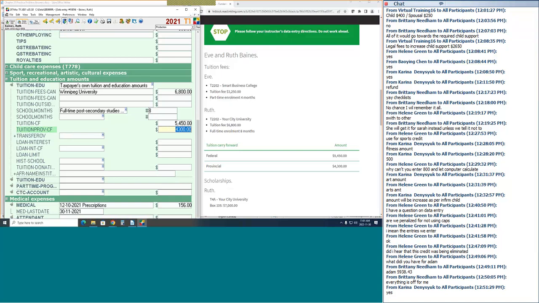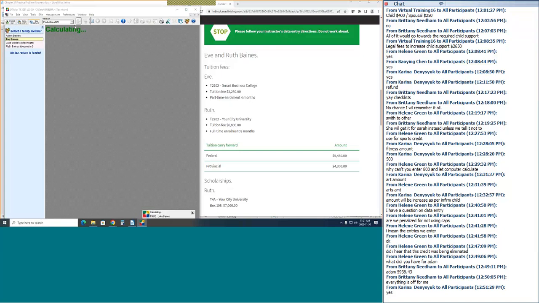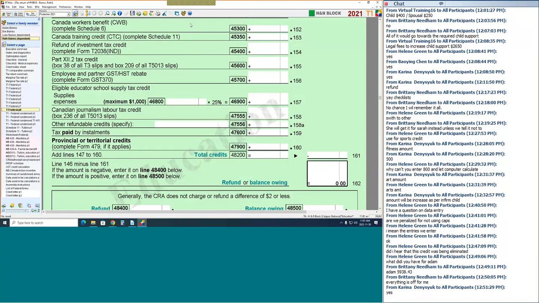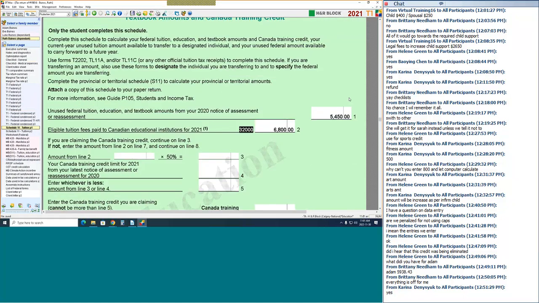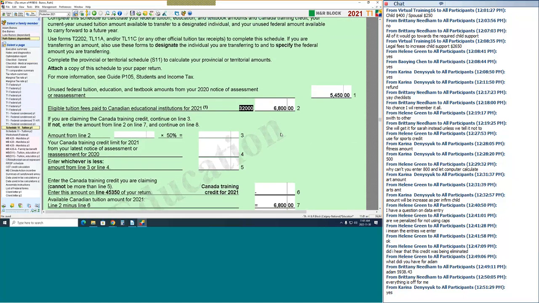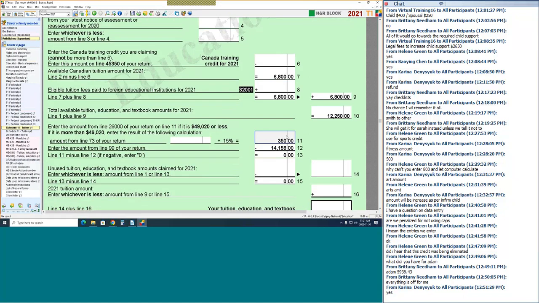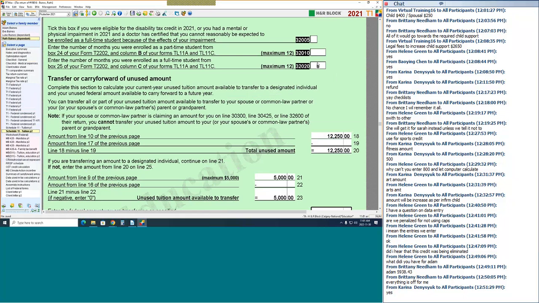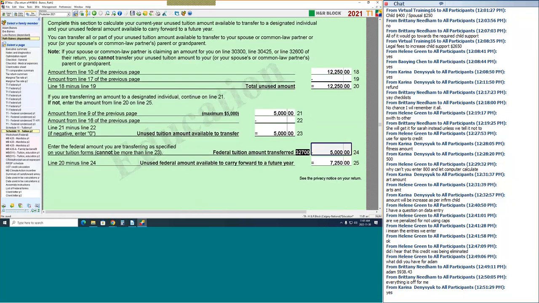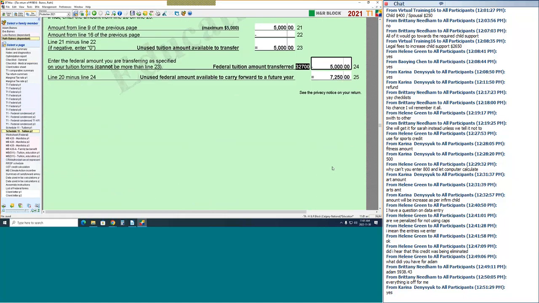All right, so I have now entered her credits and I have entered her tuition carry forward, and we're going to take a look at hers and we're going to see what we get. So on the Schedule 11, we had a carry forward amount. We have new tuition fees. We're going to find out what she needs to use, which is none of it. Then it's going to be 8 months. What can she transfer? 5,000. It's going to, by default, transfer the maximum, leaving some available for her to carry forward to a future year.